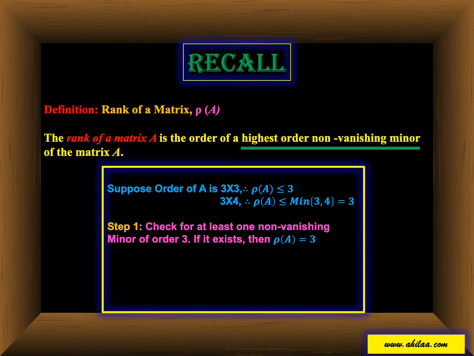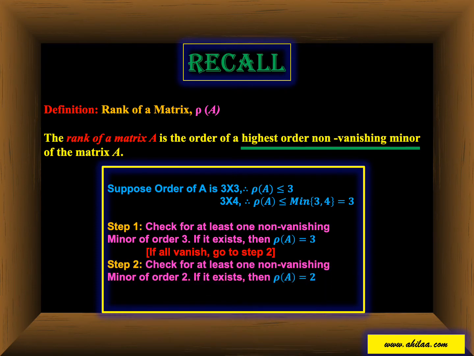Step 1. Check for at least one non-vanishing minor of order 3. If it exists, then rank of A is 3. If all vanish, go to step 2. Step 2 is check for at least one non-vanishing minor of order 2. If it exists, then rank is 2. Suppose all vanish, then go to step 3. Then we can confidently say that rank is 1, because only for the 0 matrix rank is 0. If there is at least one non-zero element in the matrix, then we can say rank is 1. Okay?